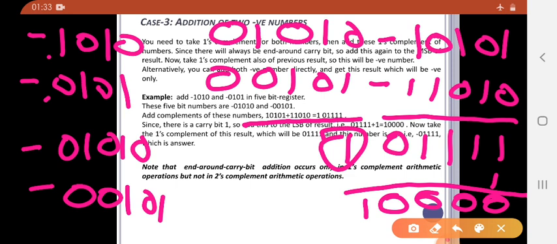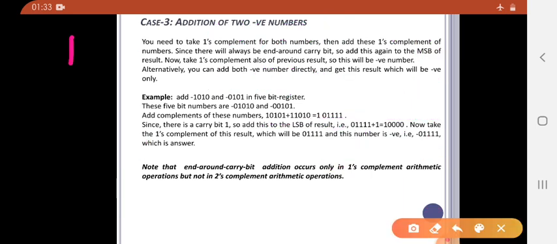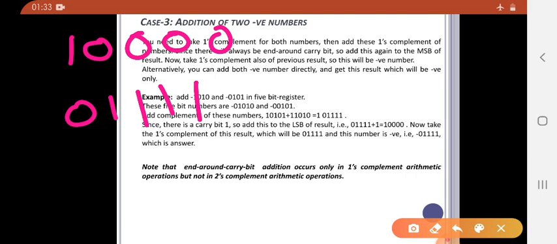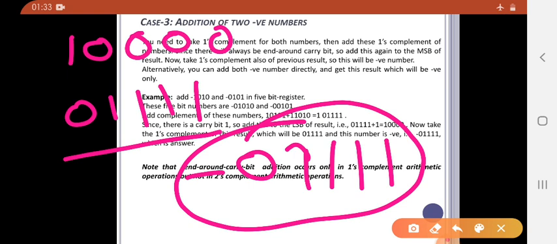Now what you have to do, of number 10000, again you do the ones complement of it. You will get the number 01111, and in this one you have to add a negative sign, and this will be your desired result. So this is the rule to add two negative numbers using ones complement.